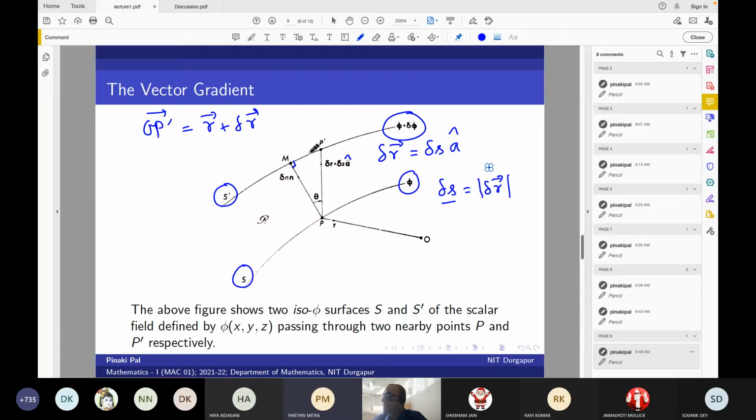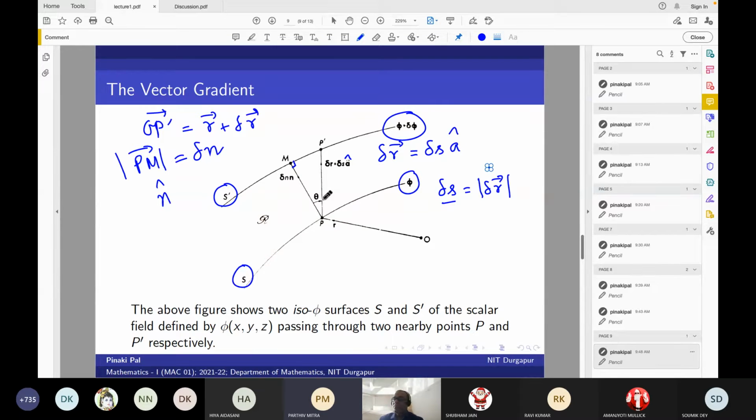This angle is 90 degrees. Now the magnitude of PM is delta N. N stands for the normal direction actually. And the unit vector along PM is N cap. So this is my configuration. The unit vector along the normal direction is N cap, and the unit vector along the PP dash direction is A cap. And this angle is assumed to be equal to theta.